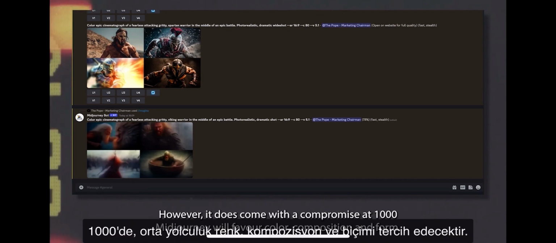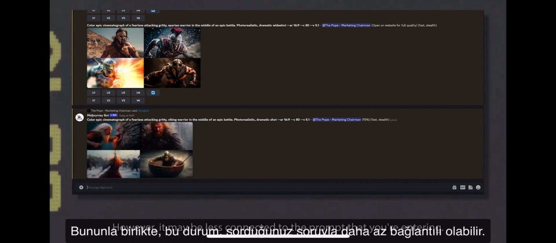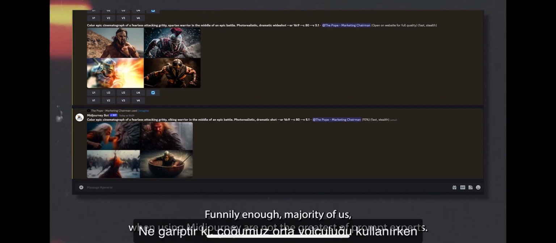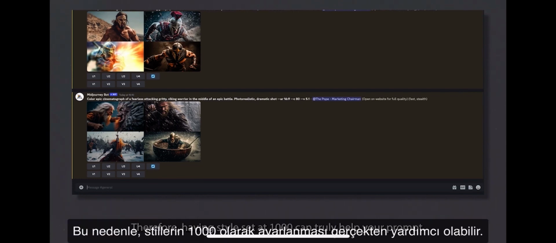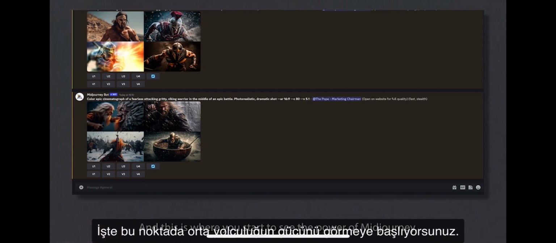At 1000, Midjourney will favor color, composition, and form. However, it may be less connected to the prompt that you're entering. Funnily enough, the majority of us when using Midjourney are not the greatest of prompt experts. Therefore, having stylization set at 1000 can truly help your prompt. And this is where you start to see the power of Midjourney.